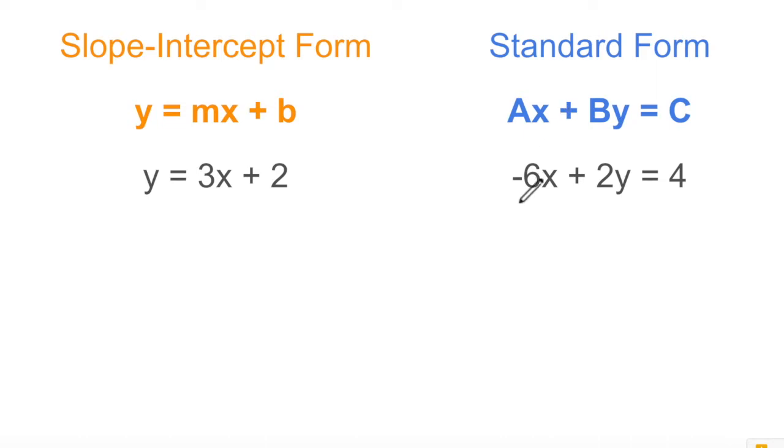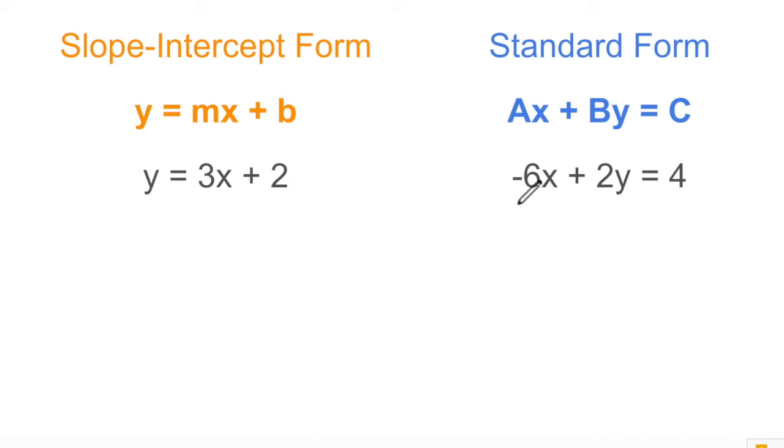Given the standard form, negative 6x plus 2y equals 4, we want to isolate this y on the left side. So the first thing we're going to do is get rid of all the terms on the left that don't have a y in them. In other words, this negative 6x has to go. Since this is a negative 6x, how do we get rid of that on the left and move it to the right? Well, we have to do the opposite of negative 6x. We have to add 6x.